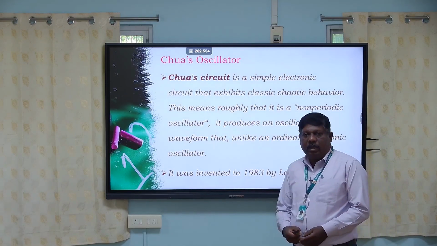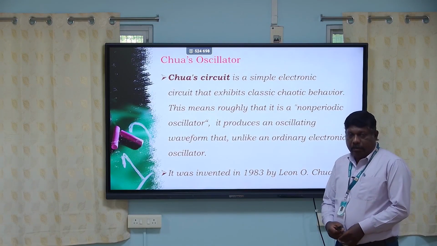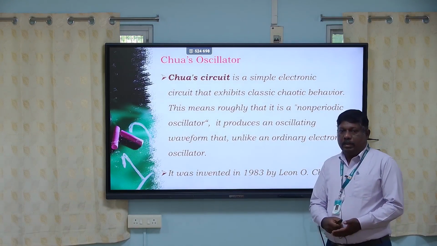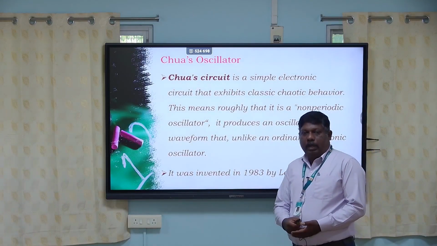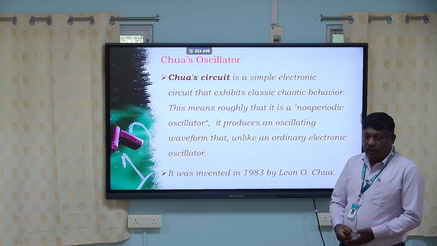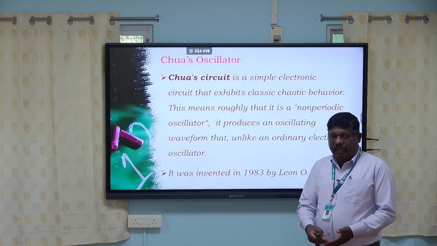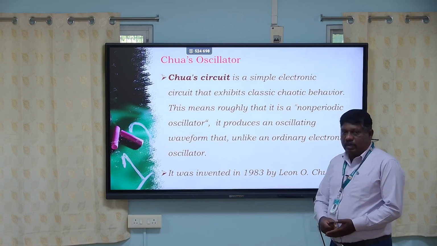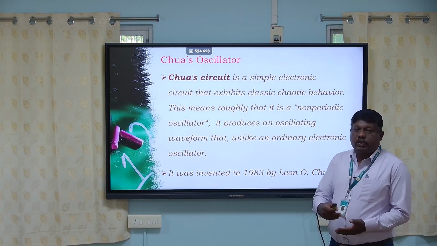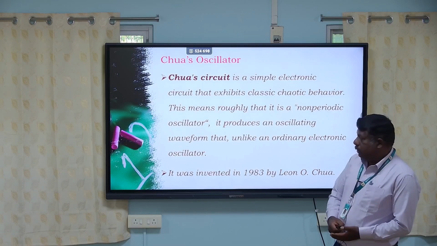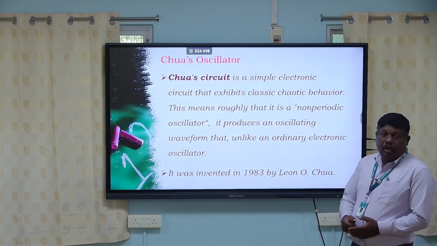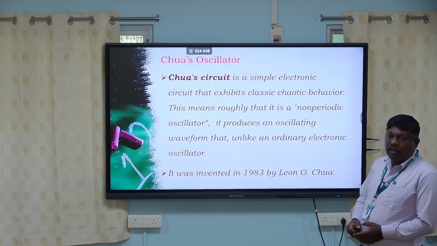This means, roughly, a non-periodic oscillator. It is unlike the linear oscillators, for example Hartley oscillator, Colpitts oscillator, Wien bridge oscillator, and phase shift oscillator. All these oscillators are linear oscillators, but Chua's oscillator is a nonlinear oscillator. It produces non-sinusoidal oscillations. This oscillator was invented by Leon Chua in the year 1983.